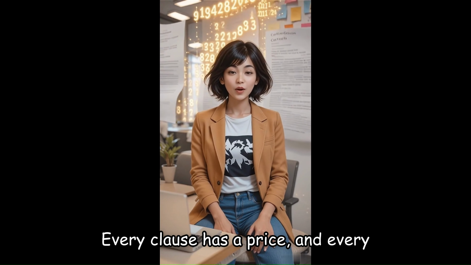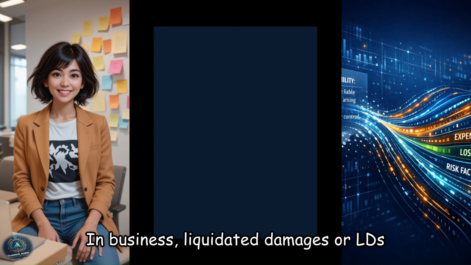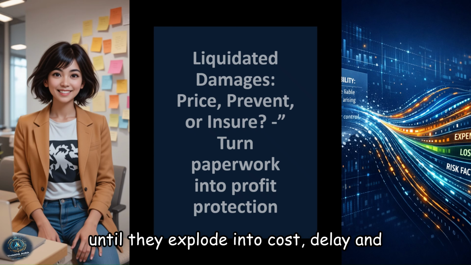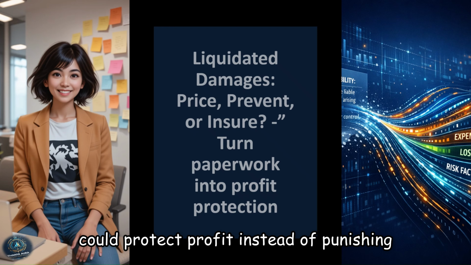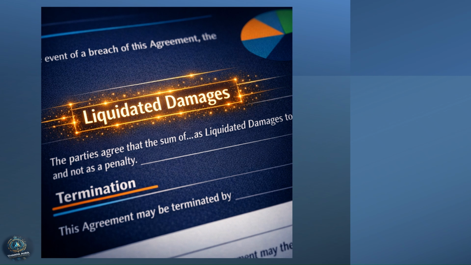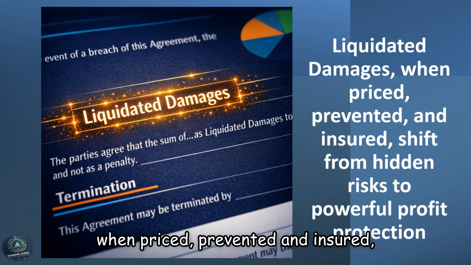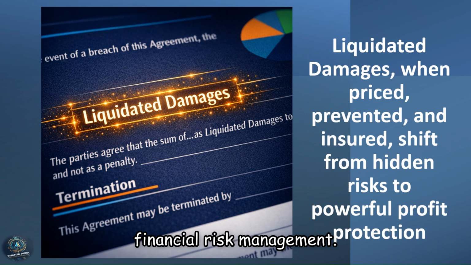Every clause has a price, and every price hides a risk. In business, liquidated damages, or LDs, often sit quietly in the fine print until they explode into cost, delay, and dispute. But what if those same clauses could protect profit instead of punishing it? In this video, Thanya shows how LDs, when priced, prevented, and insured, become one of the strongest shields in financial risk management.